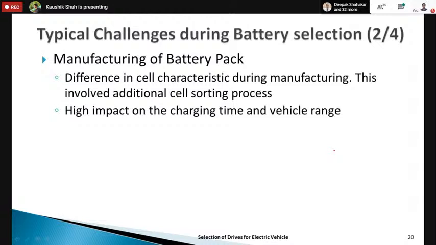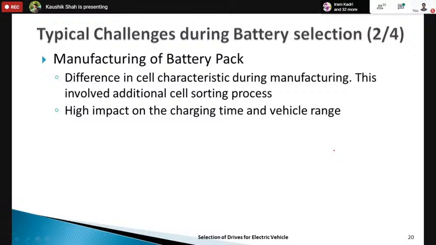You would see a lot of differences between cells, and if you don't do a cell sorting process, it will end up taking a good amount of time in the balancing of the battery, and that will be a very erroneous way to construct your pack.